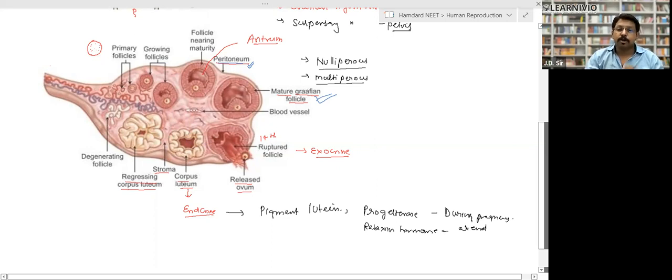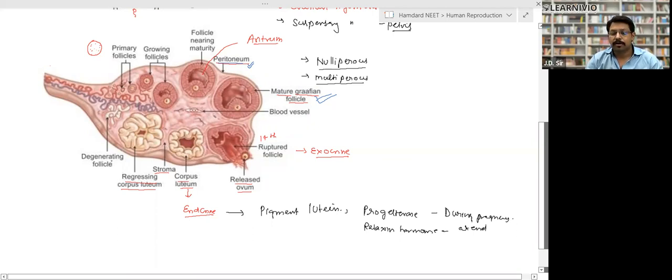But suppose in a normal female pregnancy does not take place, what happens? This corpus luteum starts degenerating, and this is called the regressing corpus luteum, and finally it degrades. So this is the complete structure of the ovary. Is it clear to you?